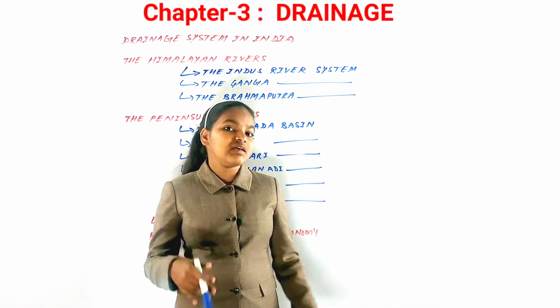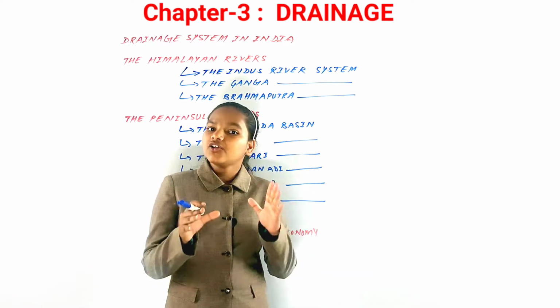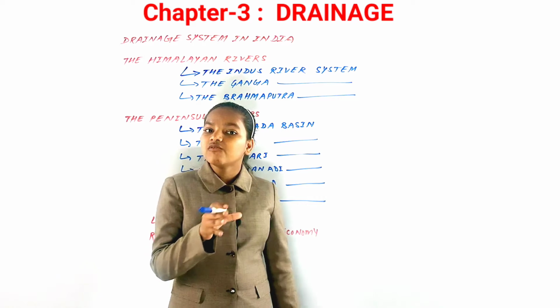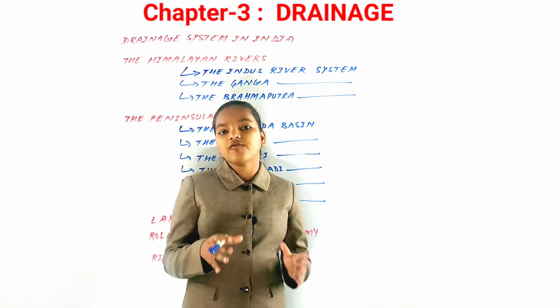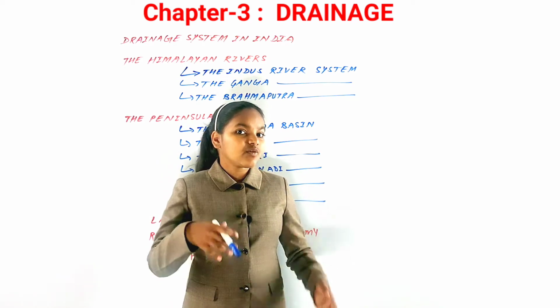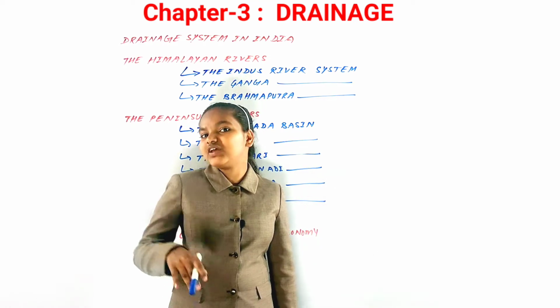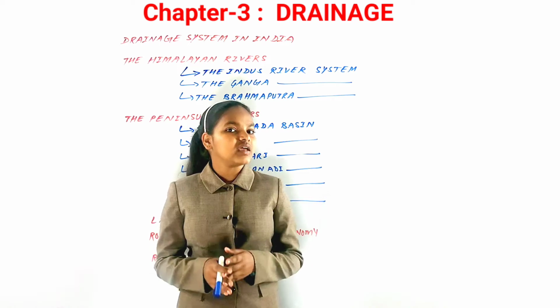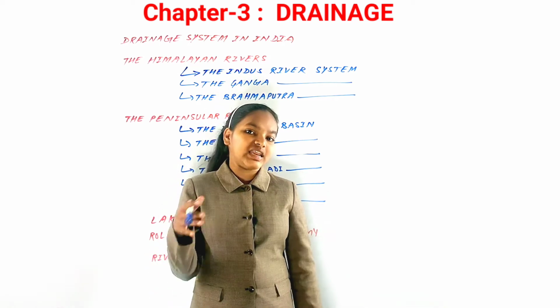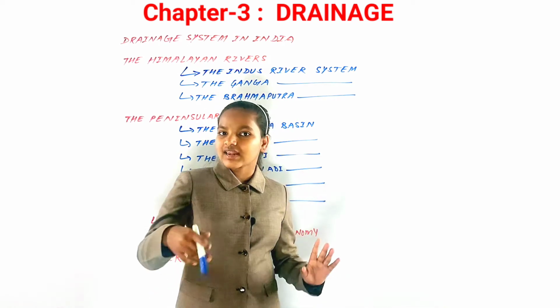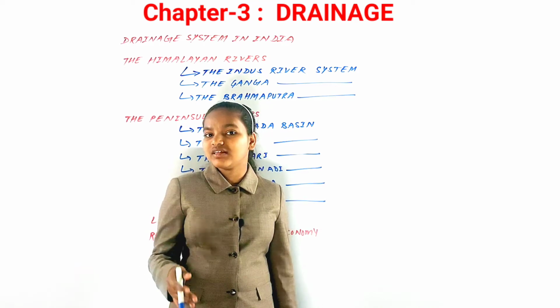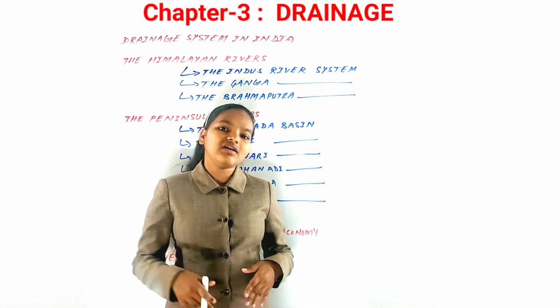Another term is drainage basin. Drainage basin means a single, particular river system of an area. The river system of an area is known as a drainage, but one single river system is known as a drainage basin. Many students get confused between drainage and drainage basin, so it is very important to clear it as well.